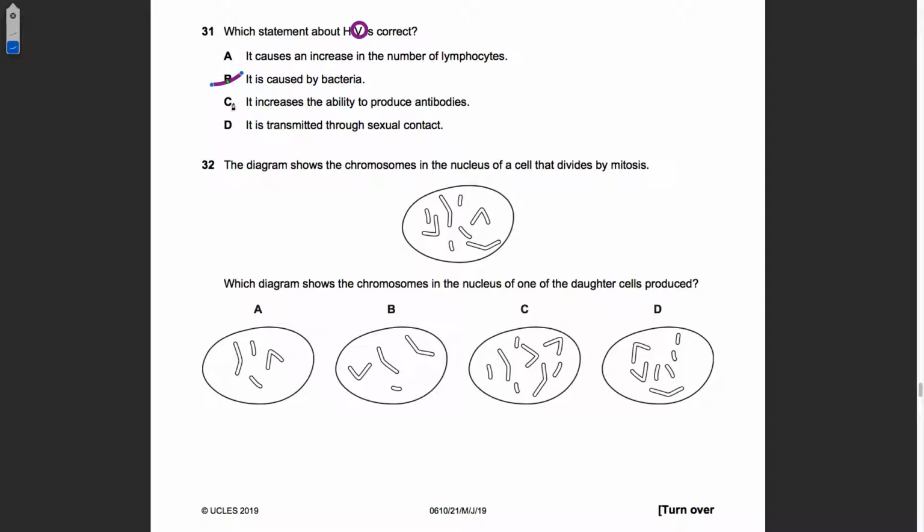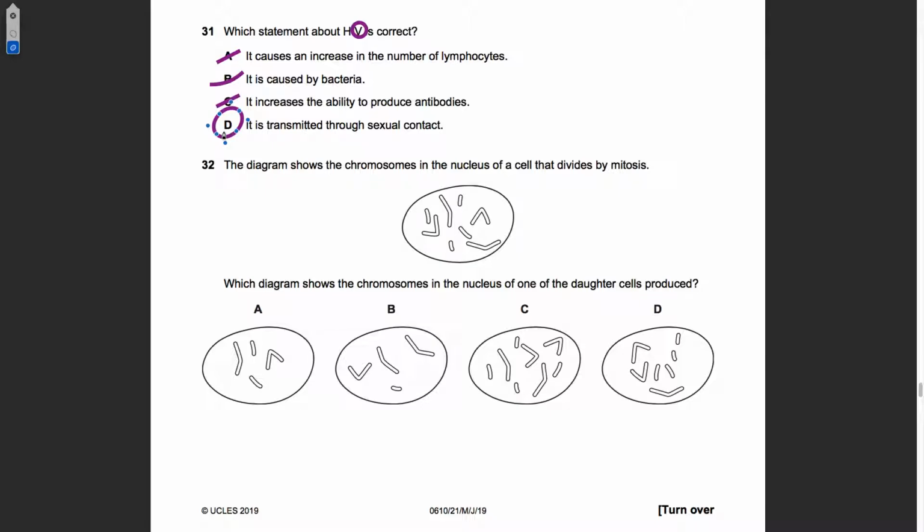Now, A and C are both saying they're going to increase your immunity in a way. They're going to increase the number of lymphocytes, which make more antibodies, and C is saying the same thing. We're going to get more antibodies. Now, that would actually be the opposite of what HIV does to the body. HIV actually decreases the number of lymphocytes, and therefore it makes it harder for your immune system to defend you against pathogens that would cause diseases, or even just the common cold and things like that we all pick up. Now, the one that is correct is it can be transmitted through sexual contact.